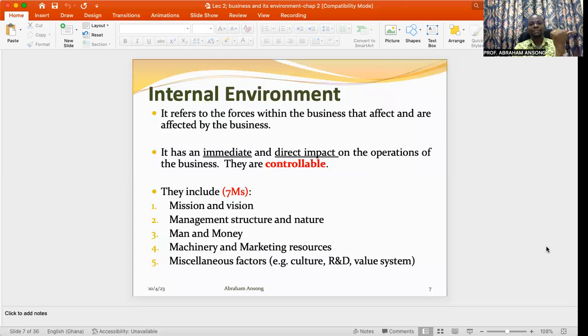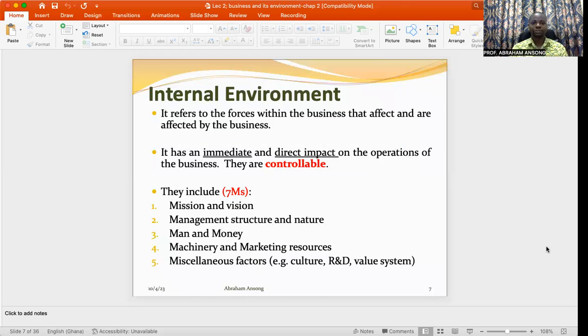Then we have the management structure and nature. The nature and structure of the management of a business is an important factor in the internal environment of a business. Then we have man and money. So man here stands for human resources, all right? We're using man just to help ourselves understand the 7 M's that we spoke about. But man stands for the human resources within the organization. Okay, they are important internal environmental factors that can be used to help an organization to succeed. Money here stands for financial resources. Okay, very, very important resource internally that can help an organization. Then we have machines and equipment, so machinery.